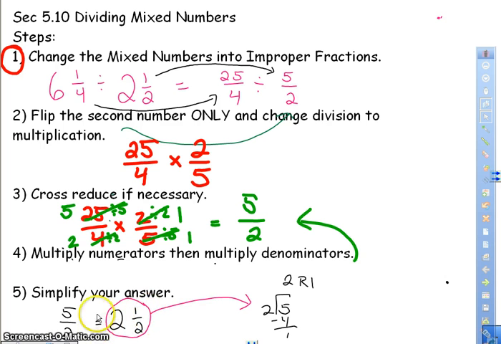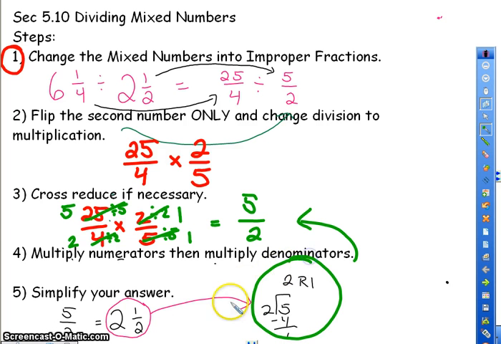To simplify it, in this case, I need to change my improper fraction to a mixed number. So 2 goes into 5 2 whole times with a remainder of 1. And how we do that is on the side. 2 goes into 5 twice. That's my whole number. Okay. Whatever I subtract and have left over, that's my remainder, which is also my numerator. So I have 2 and 1, and the denominator stays the same, halves.